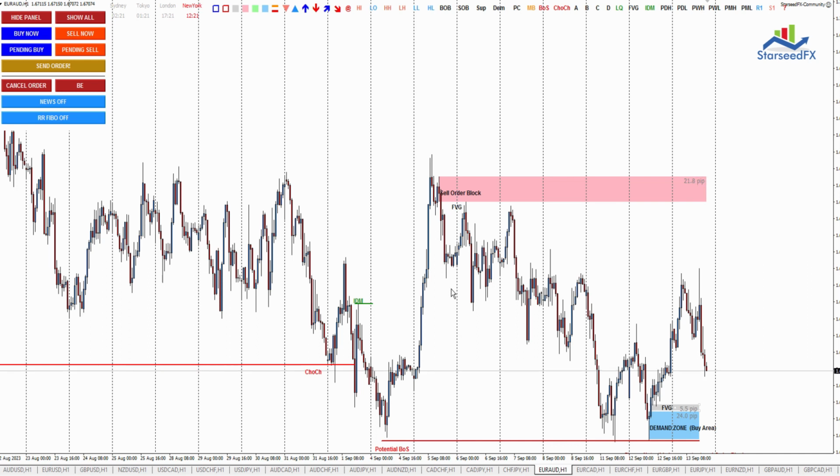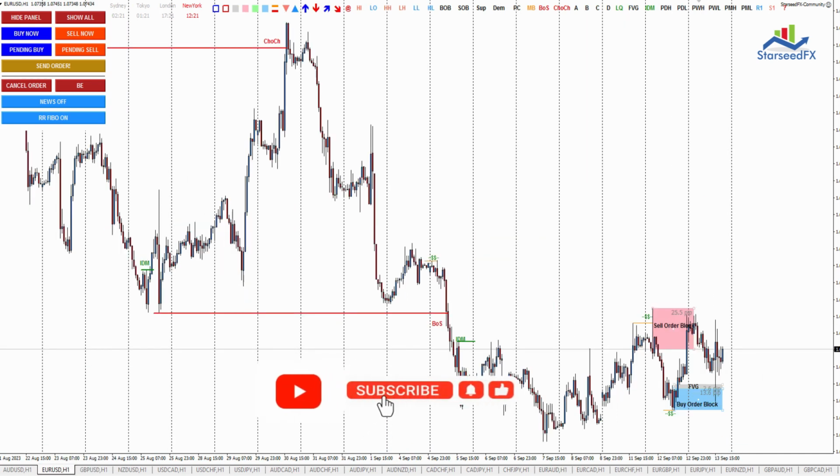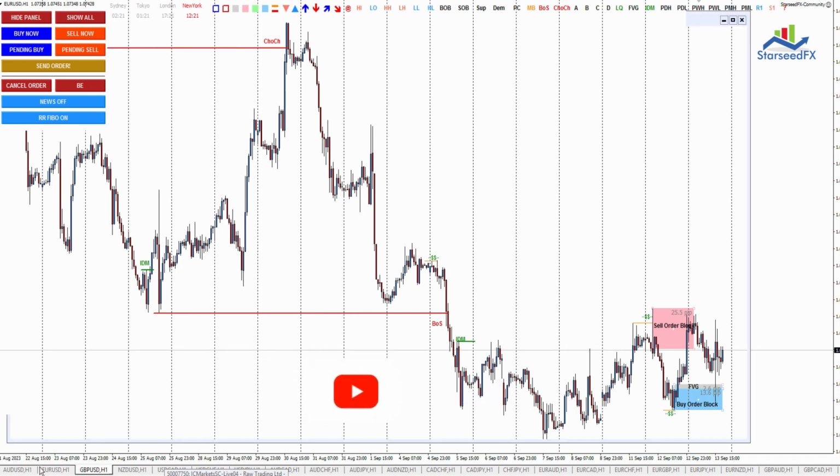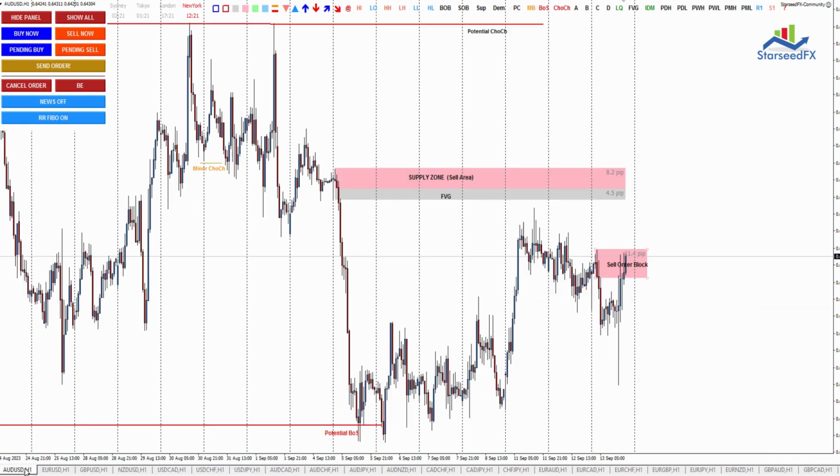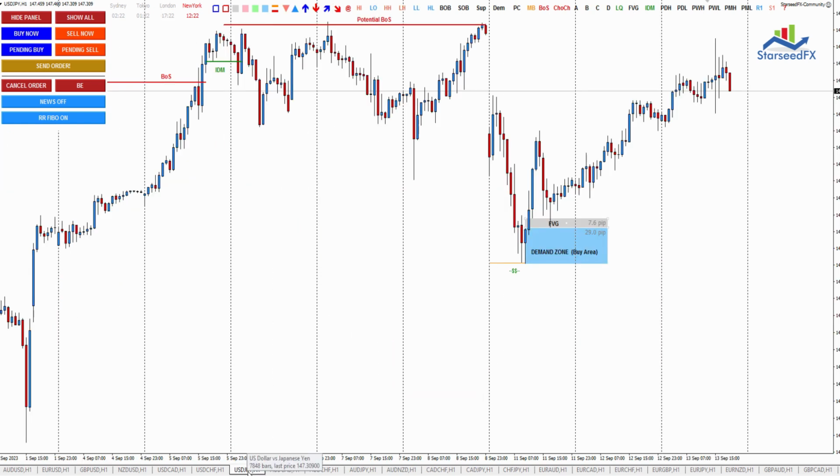Every day our members in StarseedFX receive many order block alerts to trade from different pairs and different time frames, such as Euro USD, Great Britain USD, US dollar Canadian, Euro Canadian. Here we can have a look. This is an alert being sent from Euro USD to sell and buy. Another one from Great Britain USD. And another one was from AUD/USD, US dollar Japan, all right, and so many.